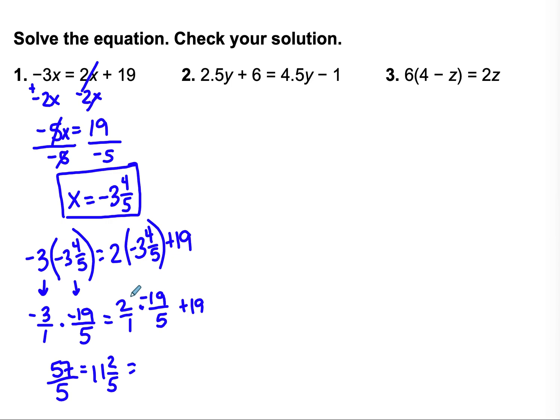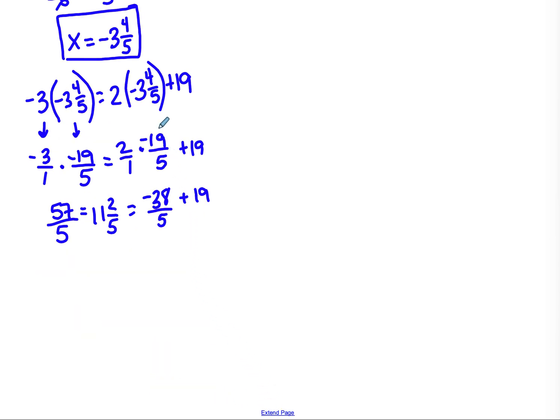Let's check this side. 2 times -19 would be -38/5, plus 19. So -38 fifths, if I make it into a mixed number, looks like I need a little more space here. 5 goes into 38 7 times. It's going to be negative, and that would be 3 fifths, plus 19. Hopefully that equals 11 and 2 fifths.